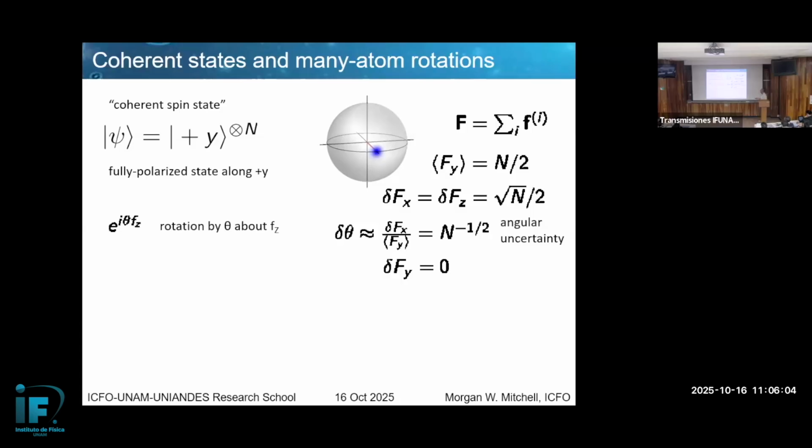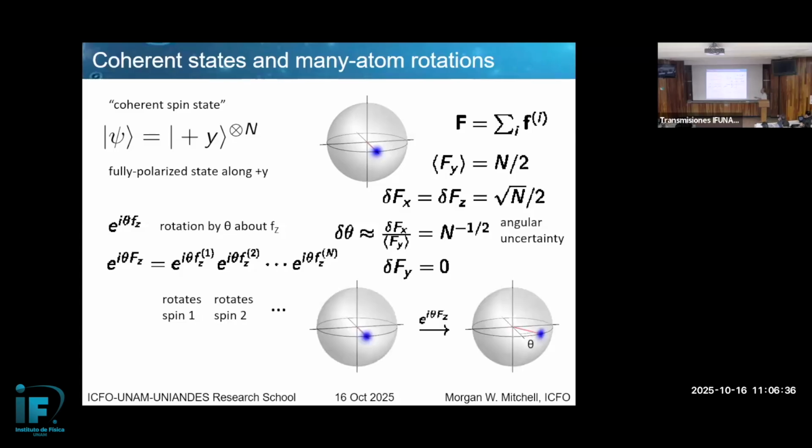Okay, then rotations. If this was a rotation about Fz for a single atom, then this is a rotation about Fz for n atoms. Because this is a sum of individual spin operators, and because it's inside the exponential, this can be expanded into this product. And we understand that just as the single spin rotator for the first spin times the rotator for the second spin, and so on. And so that means that when we apply this operator, it rotates us on the Bloch sphere. It rotates the whole thing, including the uncertainties and the average.